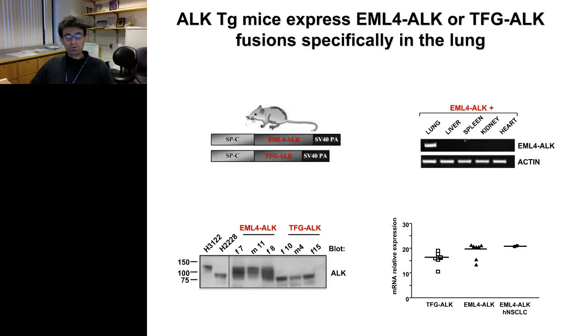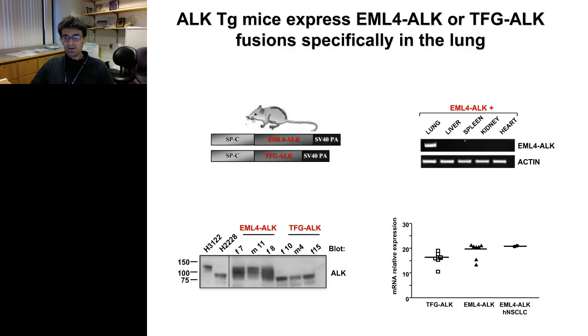So we decided to try to vaccinate these mice, but of course we first needed a model. So we built a model of lung cancer expressing the most typical translocation, which is EML4-ALK, and also a second model expressing the rare TFG-ALK. The specific expression in the lung was achieved by introducing the fusion protein under the promoter of SPC. SPC is the surfactant protein C, which is expressed by the alveolar type 2 lung cells.